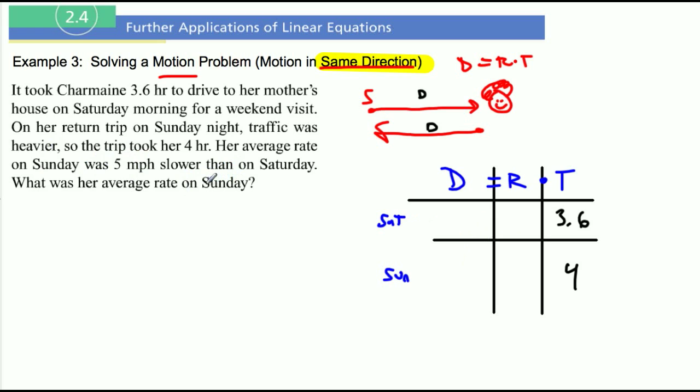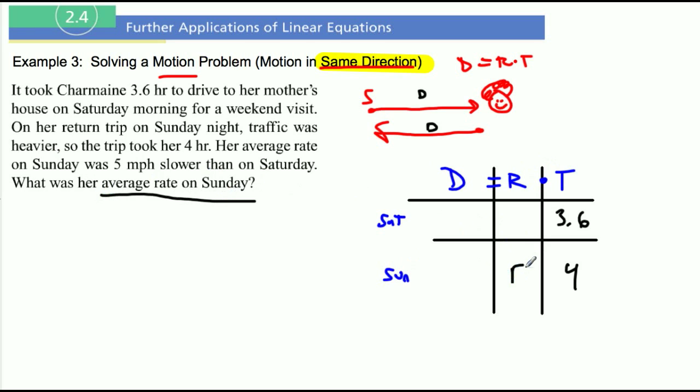Very common in all these algebra problems: whatever you don't know, that's what your variable is. Whatever the question is asking, like, hey, what is the value of this? Make that your variable. So really, when it says what was her average rate on Sunday, so here's Sunday, here's rate, I'm going to put an R right there. That's my R. I'm going to let R be my average rate on Sunday, because that's what I'm trying to solve for.